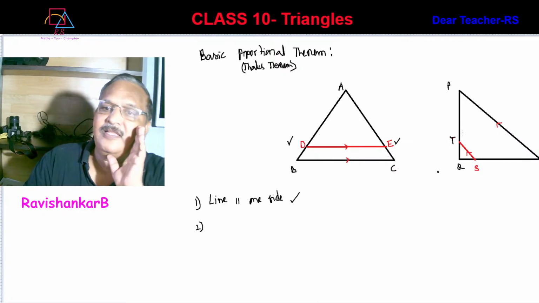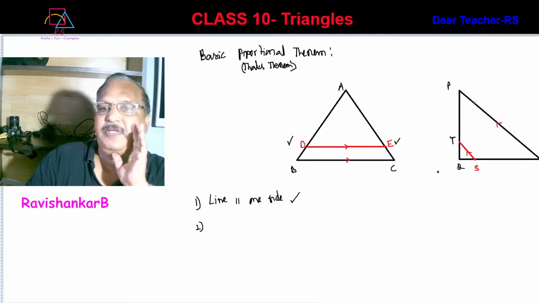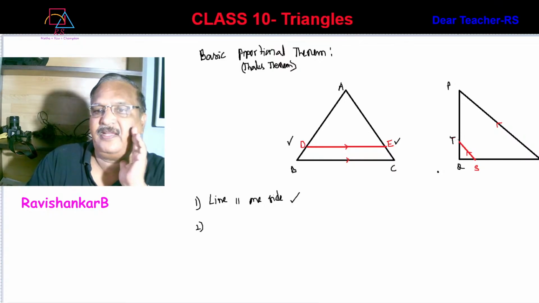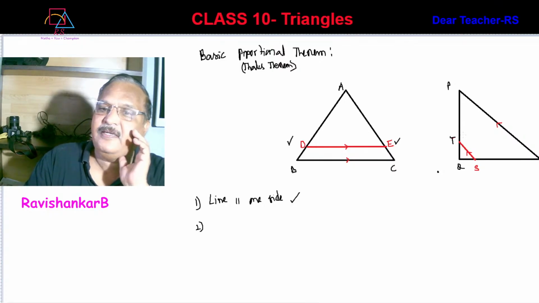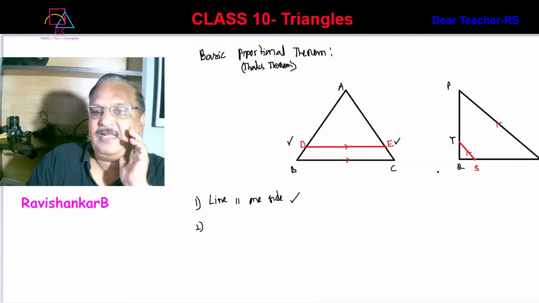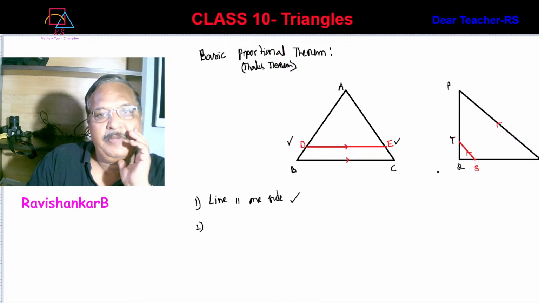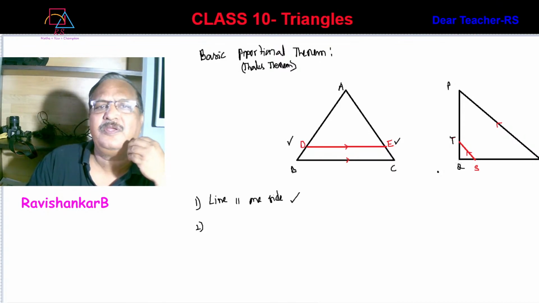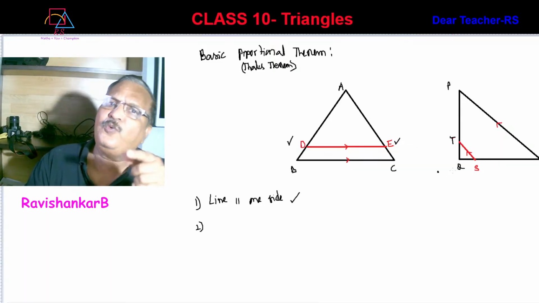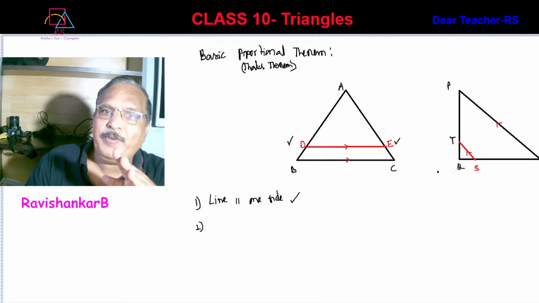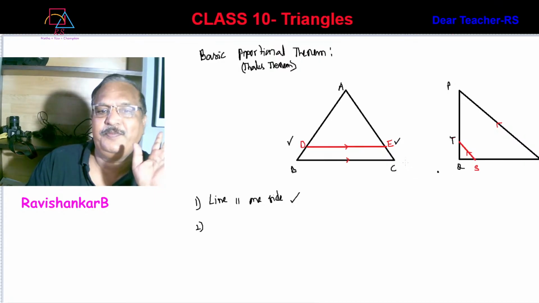In the second diagram, the parallel line is meeting the other two sides. Leaving PR, you have to take the other two sides. This line is meeting PQ at T and meeting QR at S. So if you take any triangle and draw a line parallel to any one side, definitely it will meet the other two sides at two different points.